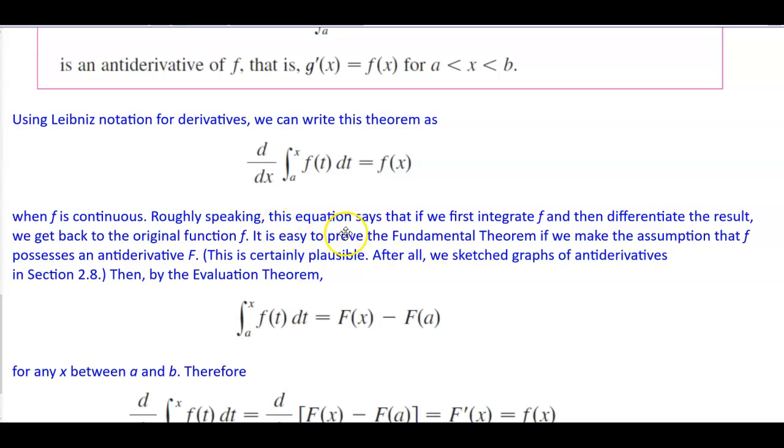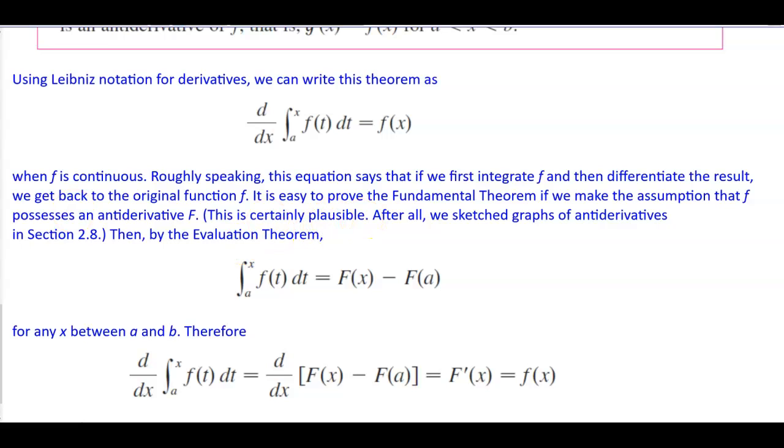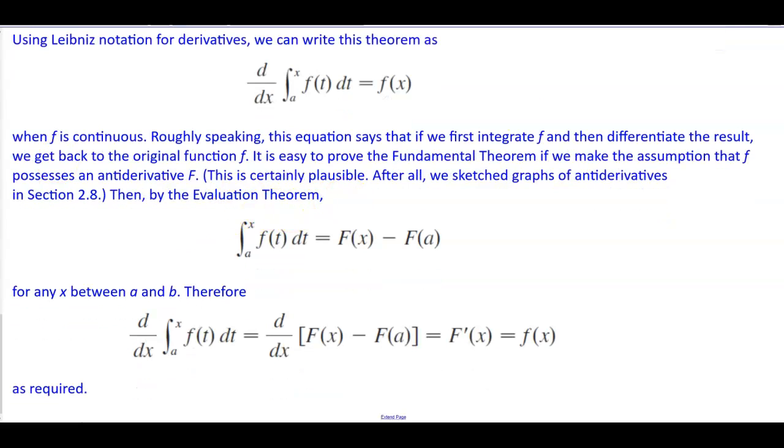Roughly speaking, this equation says that if we first integrate f and then differentiate the result, we get back to the original function f. It is easy to prove the fundamental theorem if we make the assumption that f possesses an antiderivative, capital F. This is certainly plausible. After all, we sketched graphs of antiderivatives back in section 2.8.